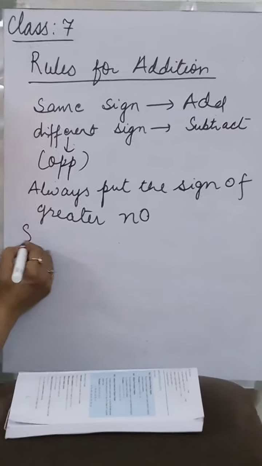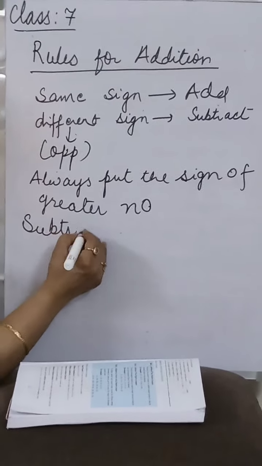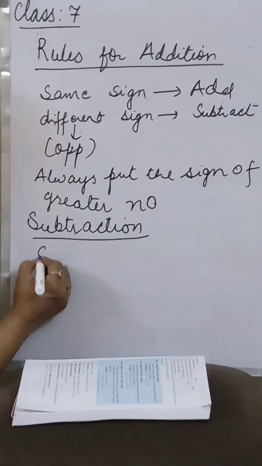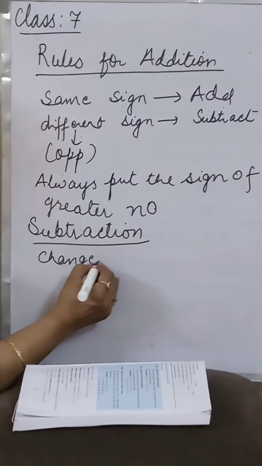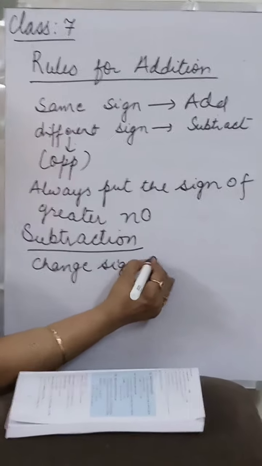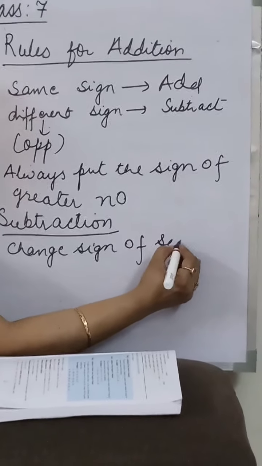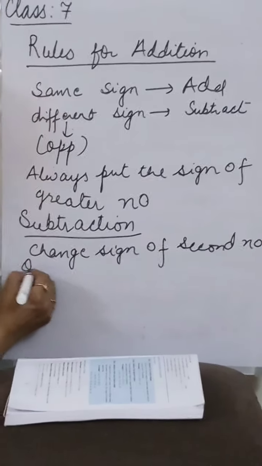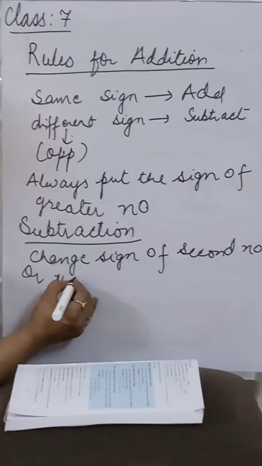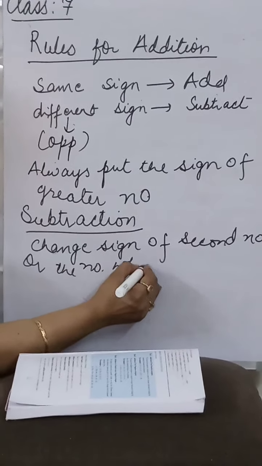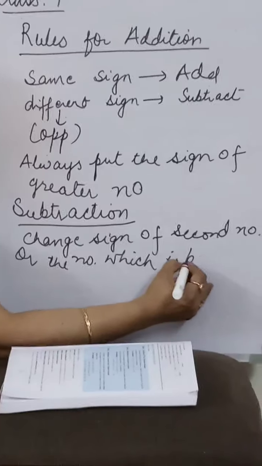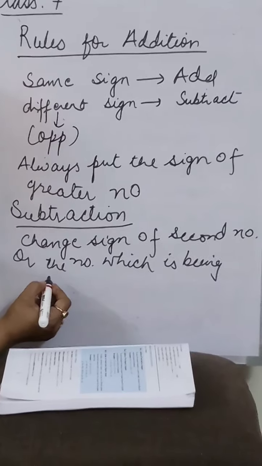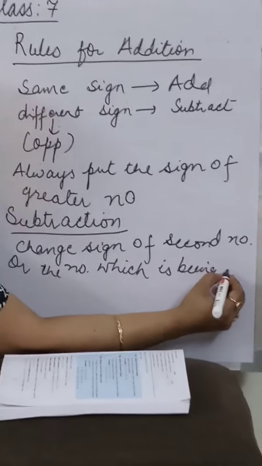While subtraction, what do we have to remember? The sign of the second element or second number is going to change. Change the sign of the second number or the number which is being subtracted. If the number is being subtracted, we'll change the sign and then we'll do accordingly.